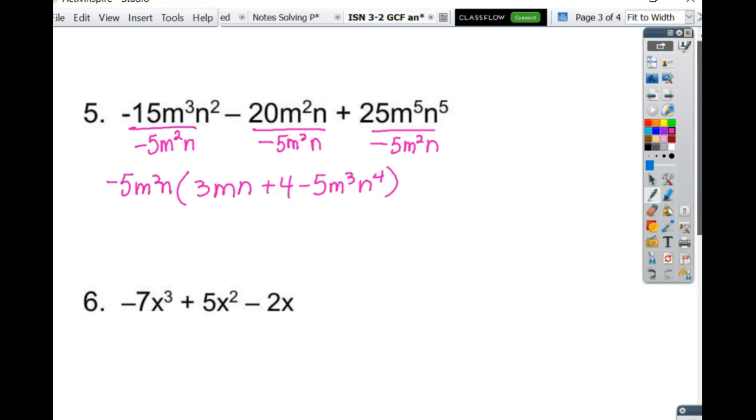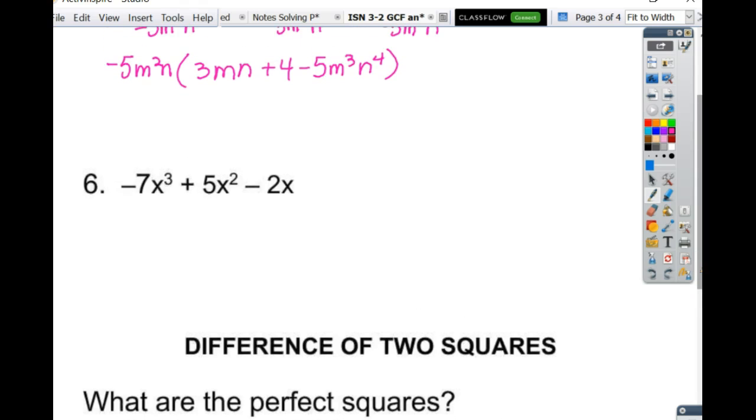So how about the next one? What do you think I'm going to divide by? 7, 5, and 2. What do they have in common? 1, and it's a leading negative, so they're all getting divided by negative. Is there an x in all of them? Yes. So I'm going to do a negative x all the way across. So negative 7 divided by negative 1 leaves me positive 7x squared. 5x squared divided by negative x leaves me with, and then plus 2.